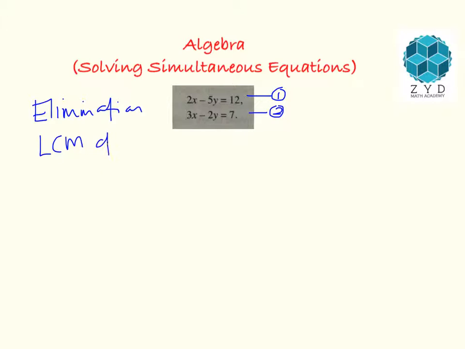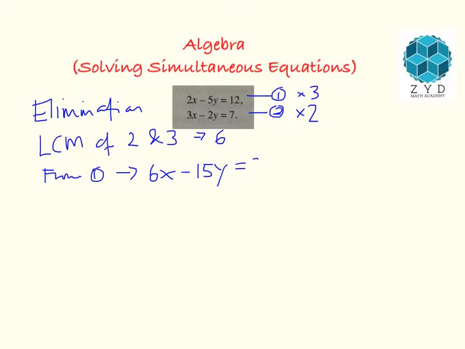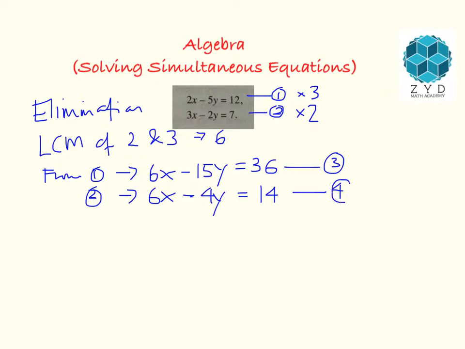of 2 and 3 is 6. So for equation 1, I need to multiply by 3, and for equation 2, I need to multiply by 2. I have to multiply throughout, meaning I multiply 3 to 2x, 5y, and 12. This is what I get from equation 1: 6x minus 15y equals 36, and this I will label as equation 3. And from equation 2, I will get 6x minus 4y equals 14. This is equation number 4.